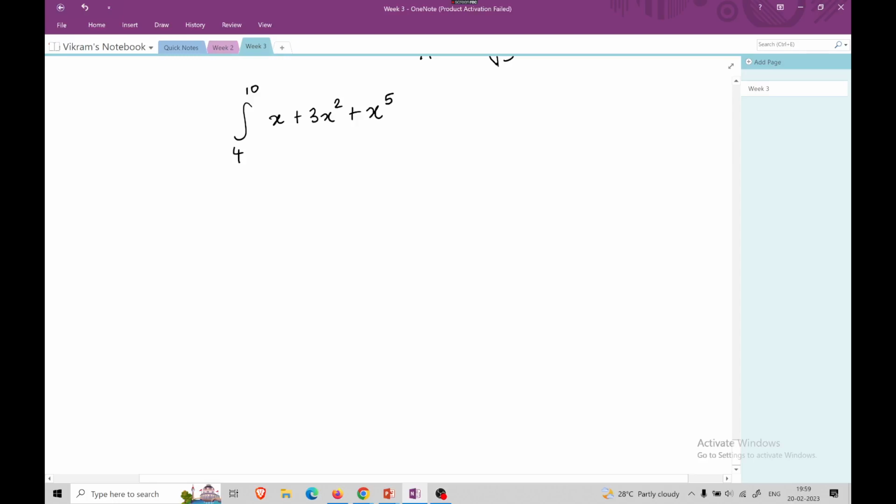Okay, so using Gauss Legendre, so 4 to 10, this is our normal coordinate. The first step is you have to convert it into a natural coordinate. So how are we going to do this?